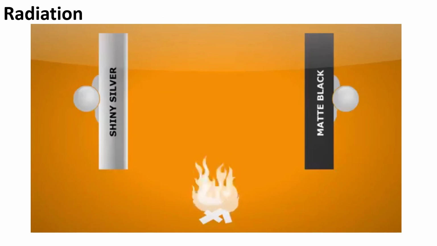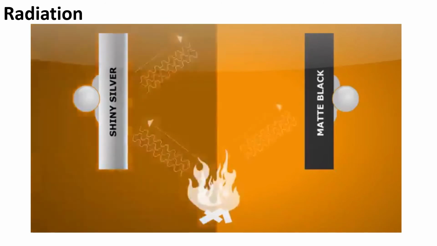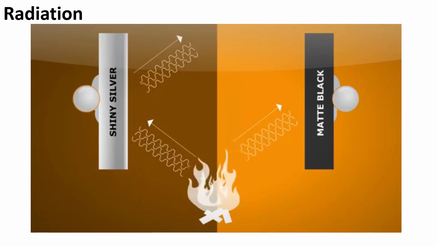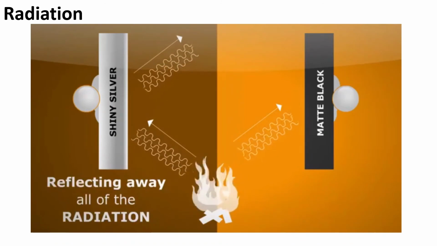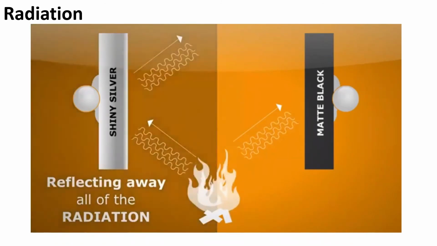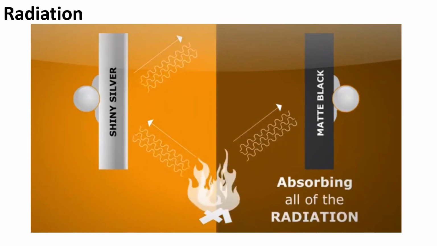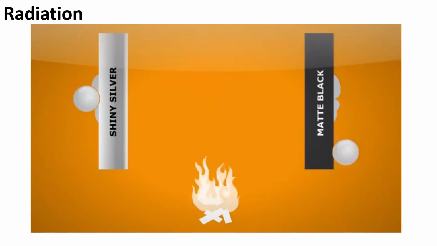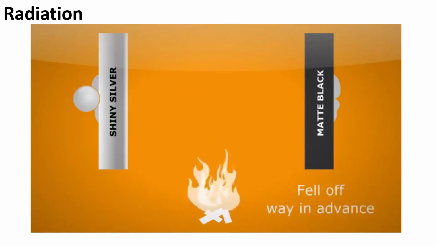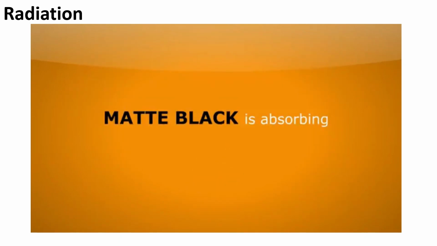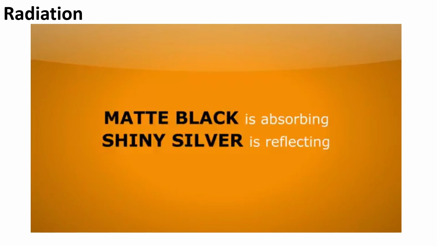Well, let's look and see what happens. First off, I can notice that the shiny silvery surface is reflecting away all of the radiation. The matte black surface seems to be absorbing all that radiation. So I'm going on, there we go. The matte black fell off way in advance of the shiny silvery one. The shiny silvery one's still pretty stuck on there. And we can see why. It's because matte black is absorbing all that radiation, shiny silvery is reflecting it.